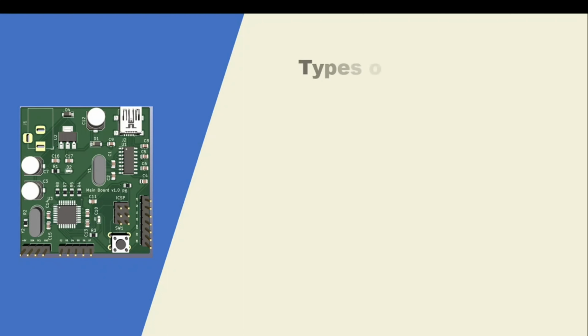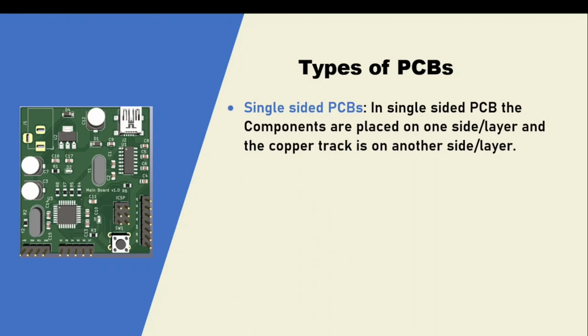Basically, there are different types of PCBs. These PCBs are classified into different types like single-sided PCB. In single-sided PCB, the components are placed on one side, or you can say on one layer, and the copper track is on another side or another layer.